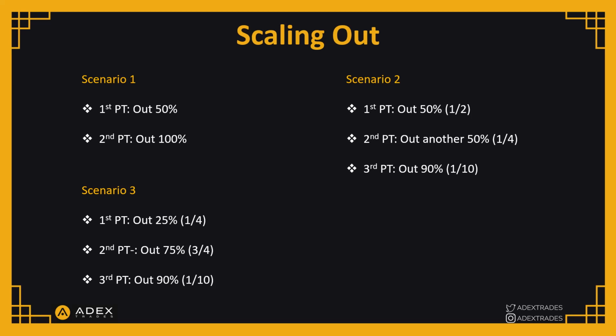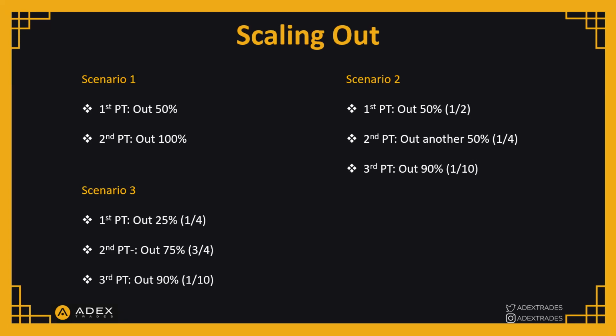So when it enters the gap, let's say now it's actually going up and is about to fill the gap. My second price target will be when it completes the gap, and I'm going to be out another 50%. So now I'm only going to have a quarter left. Let's go back to the example of 12 contracts. First price target, I'm out 50%. Second price target, I'm out another 50%. So I had 6, then another 50%, now I have 3.